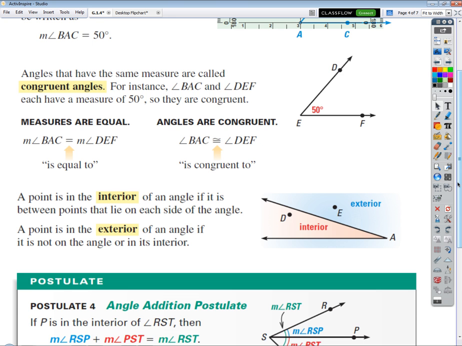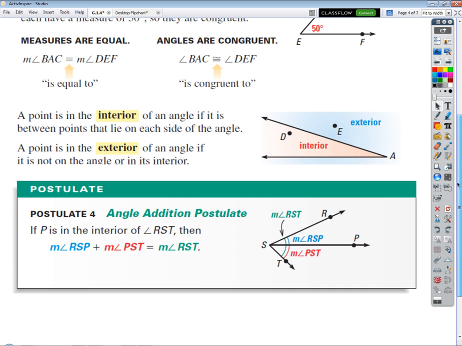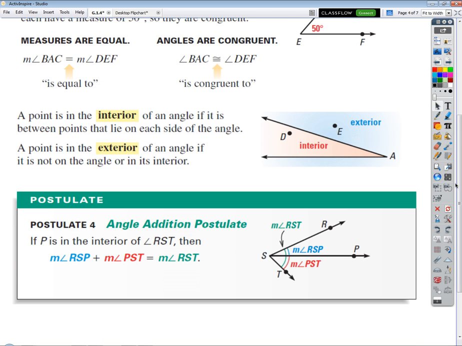All right, so one other thing we can say about angles is, if we're talking about this angle with a vertex of A, this acute angle, this is the interior, because it's the part that's trapped between the two rays, and everything else out here is the exterior, okay?